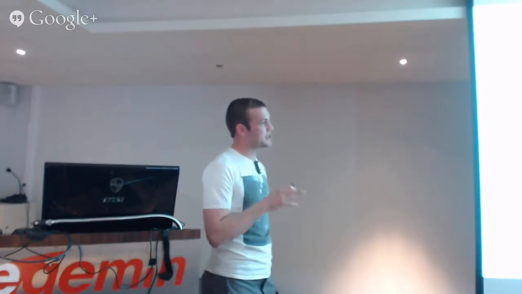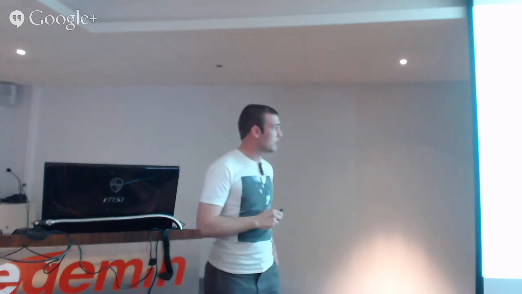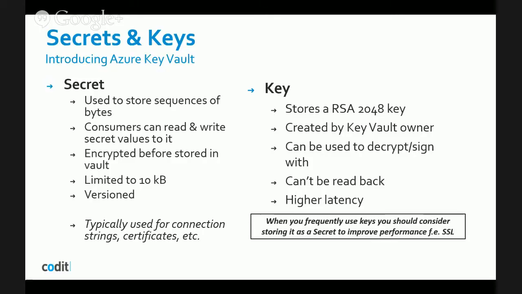And the big difference is that keys can be used to encrypt, sign, decrypt, and such stuff, while secrets are just a container for storing data. Now, the big difference is keys are slower, and when you need to reuse a certain value, let's say you want to store a certificate, you can use a key or a secret, and because you will access it very, very much, you will go for a secret because it's much faster than a key.